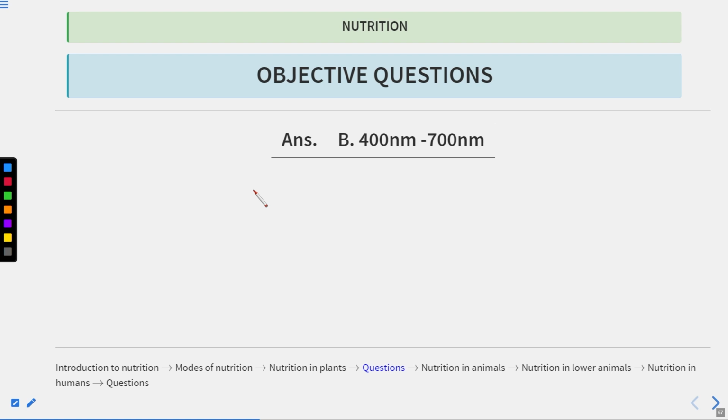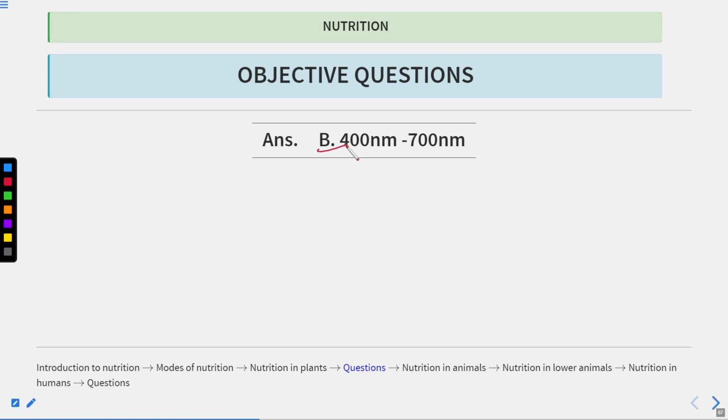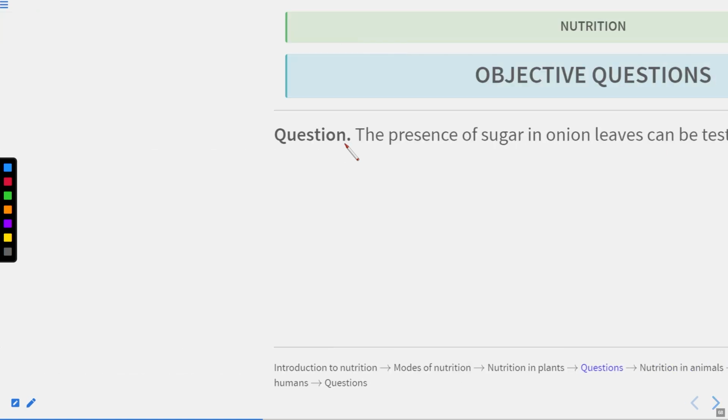So what should be the answer here? 400 to 700 nanometer. And how can you define the visible region? It is the region which is perceived by the human eye. It means humans can see in this range or region of the electromagnetic spectrum.